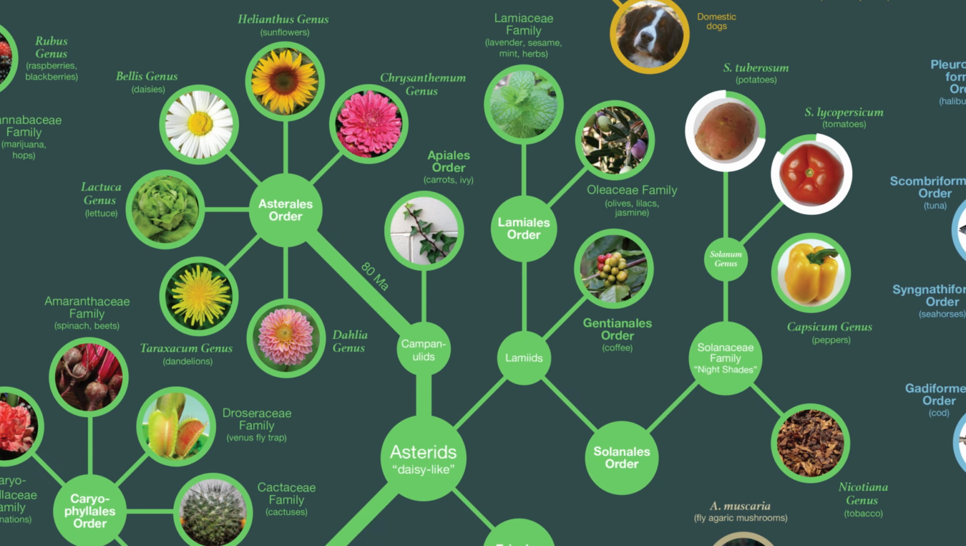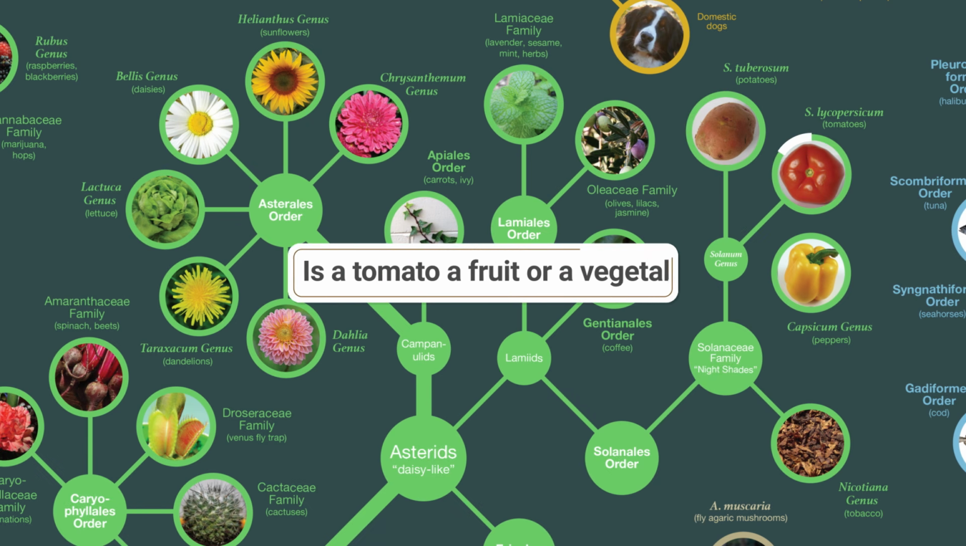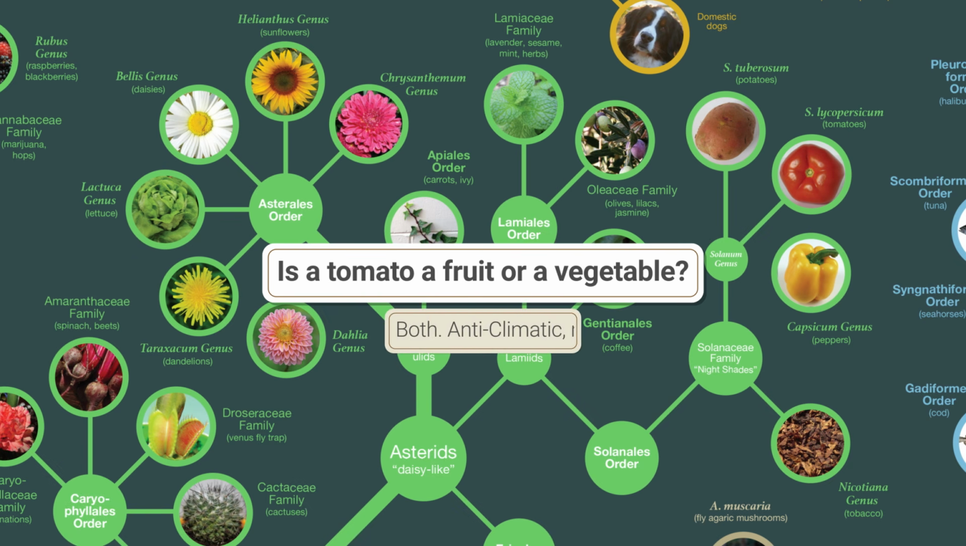Which brings me to the age-old question, is a tomato a fruit or a vegetable? Well, the answer may surprise you. It's actually both. From a botanist's point of view, it's a fruit. That's because it's a seed container that grows out of a flower. However, from a culinary point of view, it's a vegetable.